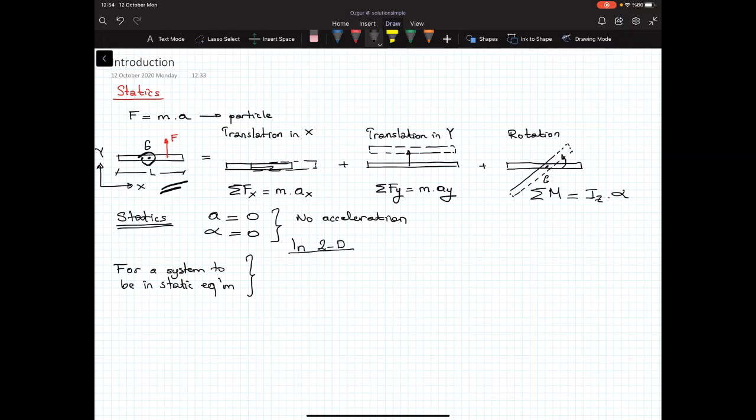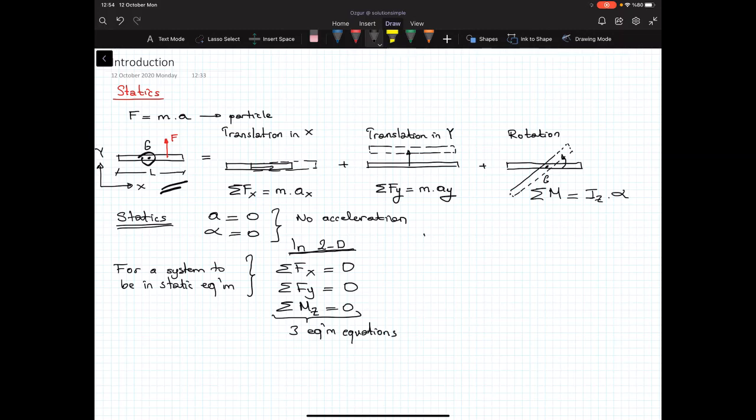if we are examining the structure in a two-dimensional plane, the total sum of forces in x anywhere in the structure must be equal to 0. The sum of forces in y direction again must be equal to 0, and these equations must hold anywhere at any point in the structure, and the sum of moments must be equal to 0. So this gives us 3 equilibrium equations.